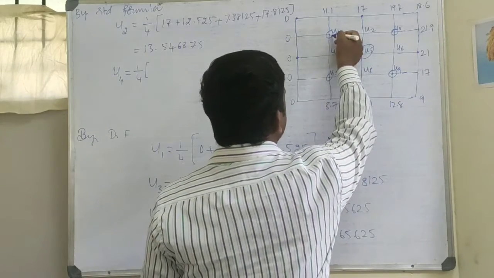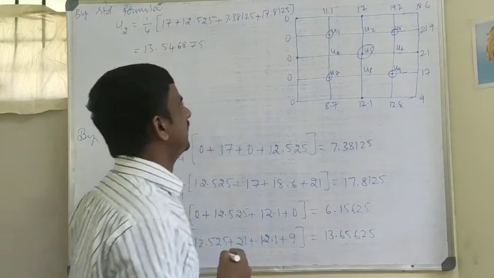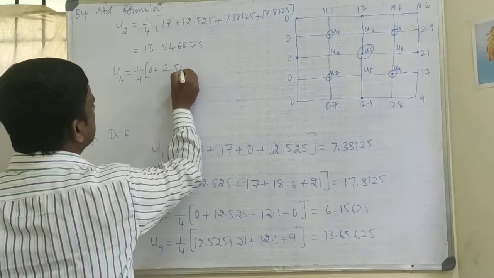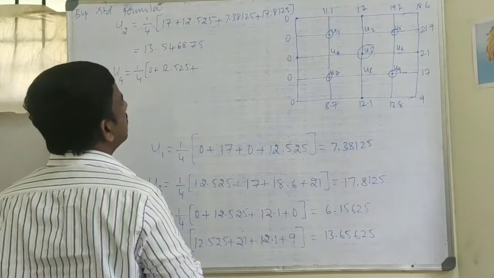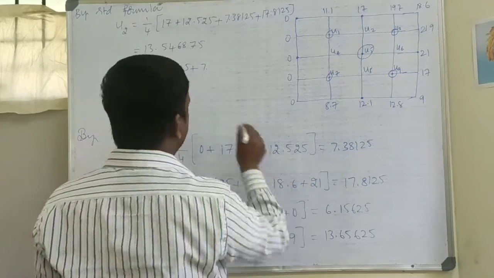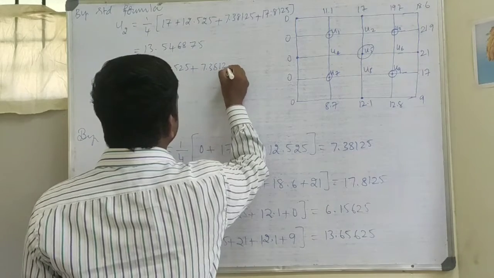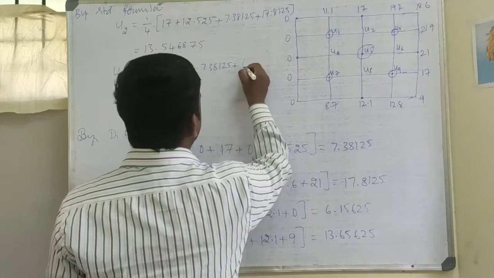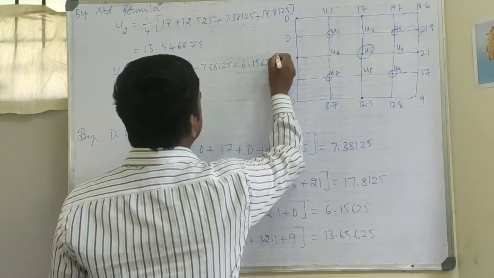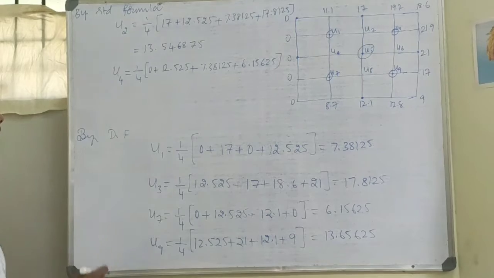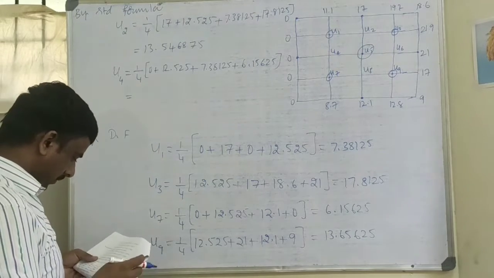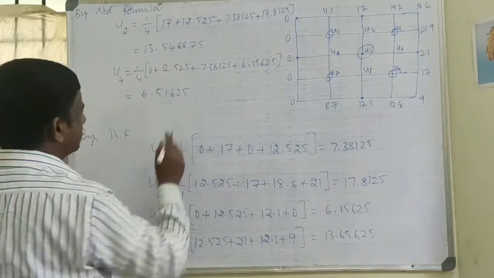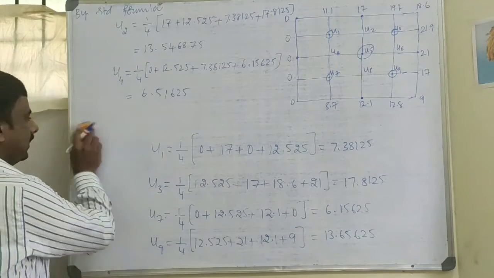Next u4, that is 1 by 4 times 0 plus u5 is 12.525 plus u1 7.38125 plus u7 6.15625. So the average of those four numbers will be u4 equal to 6.51625.